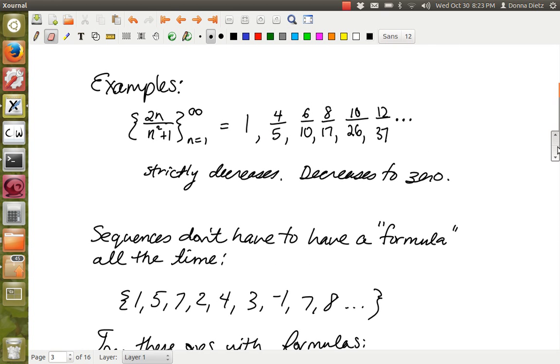For example, what about the sequence 2n over n squared plus 1? If you look at what's going on here, I just had 1, so 2 over 2 becomes 1. But the rest of them I just didn't do any simplification. So the numerator is just even numbers, and the denominator is 1 more than a perfect square. So this is strictly decreasing, and you can just use calculus on the function 2n over n squared plus 1 and see that it's strictly decreasing after a certain point. We're starting our sequence at 1 here, and it's going to strictly decrease down to 0.